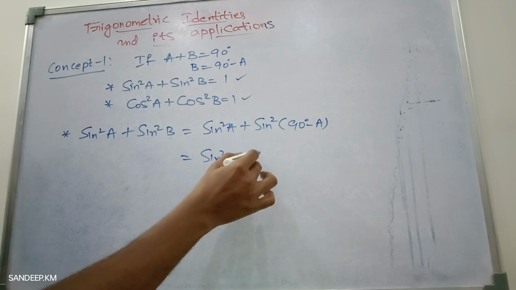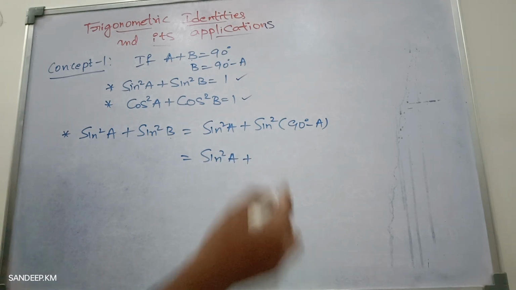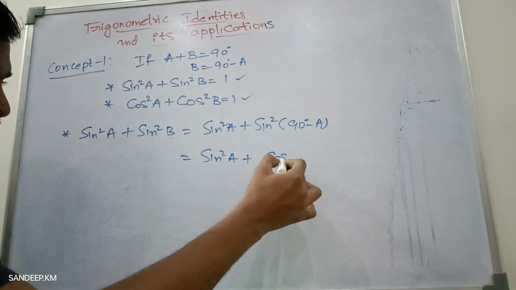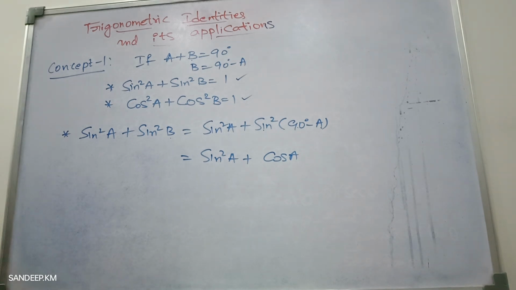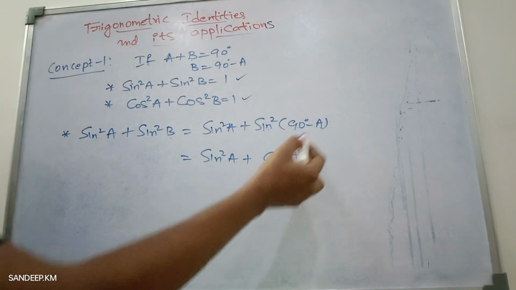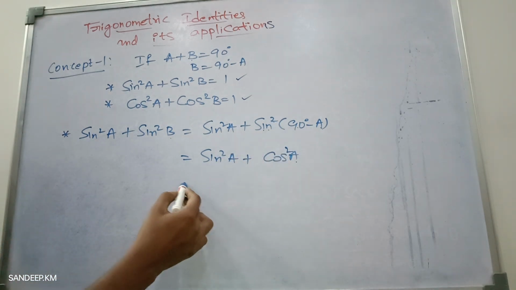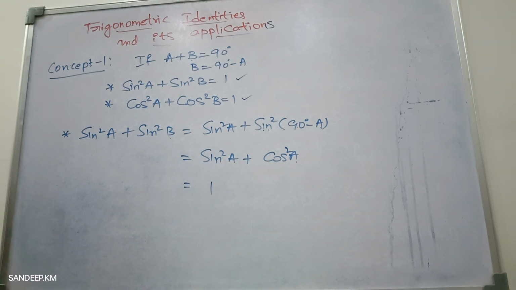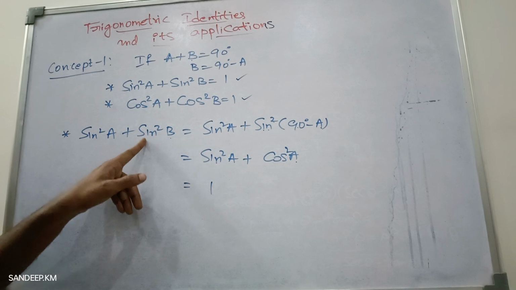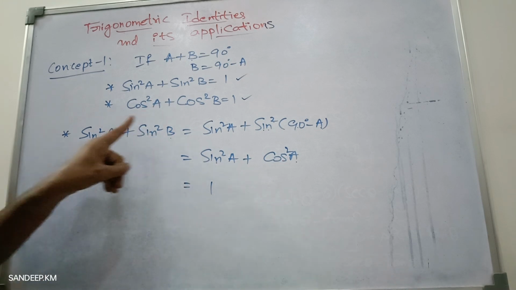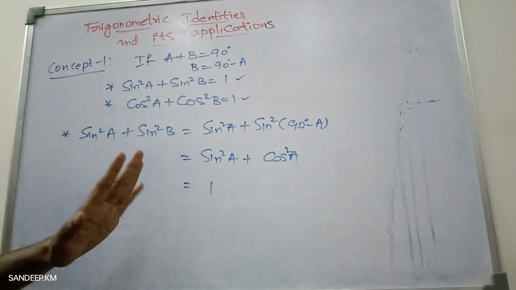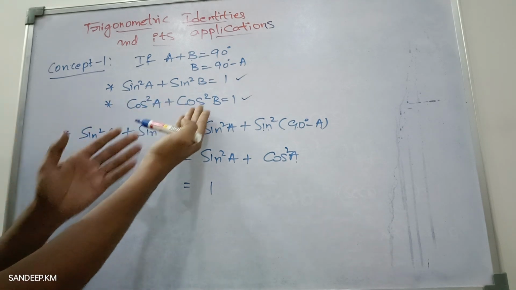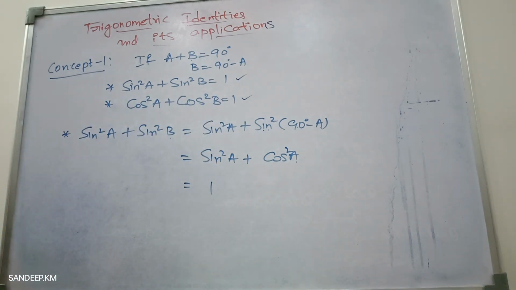And already in trigonometric ratios of allied angles we discussed that sin of 90 minus a is cos a. If you need more clarity in that, please watch the video of trigonometric ratios of allied angles. This is very important and basic conversions. Sin 90 minus a is cos a with square, and already we know that sin square a plus cos square a is equal to 1. So therefore, dear students, sin square a plus sin square b is equal to 1 whenever a plus b is equal to 90 degrees. Similarly, you can prove that cos square a plus cos square b is equal to 1.